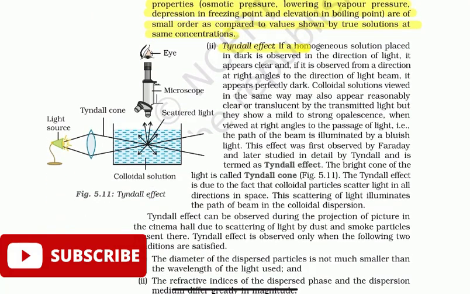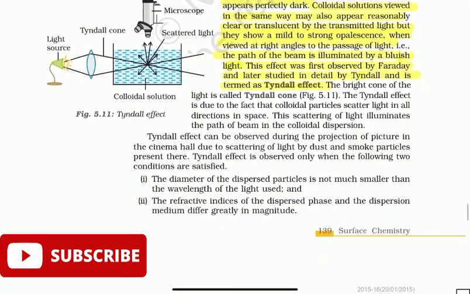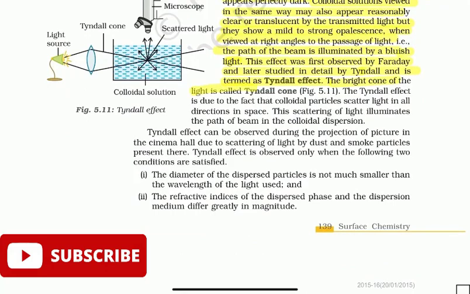Tyndall effect. If a homogeneous solution placed in dark is observed in the direction of light, it appears clear, and if it is observed from a direction at right angles to the direction of the light beam, it appears perfectly dark. Colloidal solutions viewed in the same way may also appear reasonably clear or translucent by the transmitted light, but they show a mild to strong opalescence when viewed at right angles to the passage of light, i.e., the path of the beam is illuminated by a bluish light. This effect was first observed by Faraday and later studied in detail by Tyndall and is termed as Tyndall effect. The bright cone of the light is called Tyndall cone.